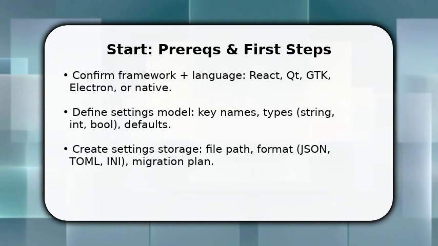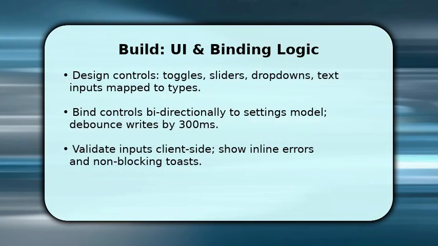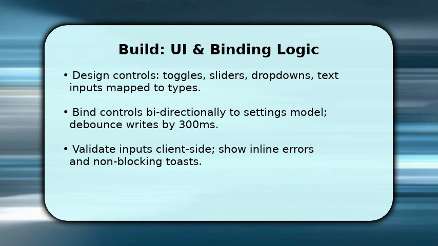This starts the actual interactive work. You now craft the interface. Place clear controls for each setting and group them logically so users scan quickly. Then wire bidirectional bindings so changes update the model and model changes update the UI. Once done, debounce write operations to avoid excessive disk I/O.